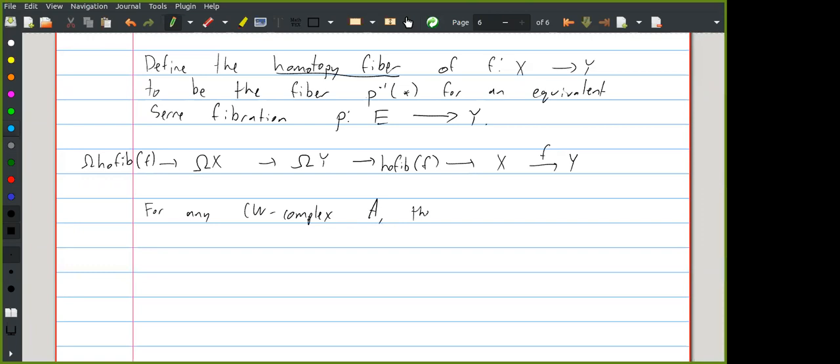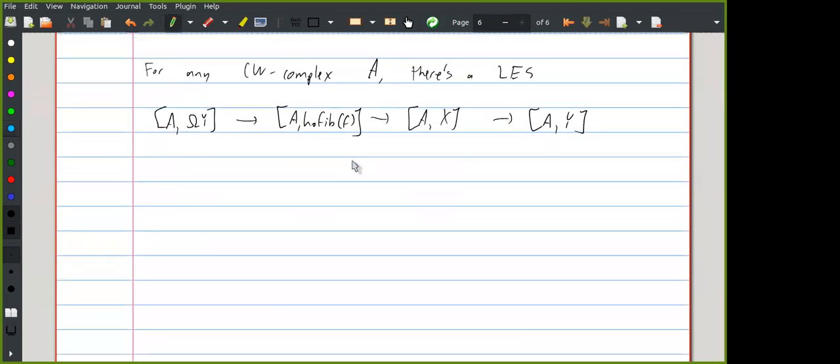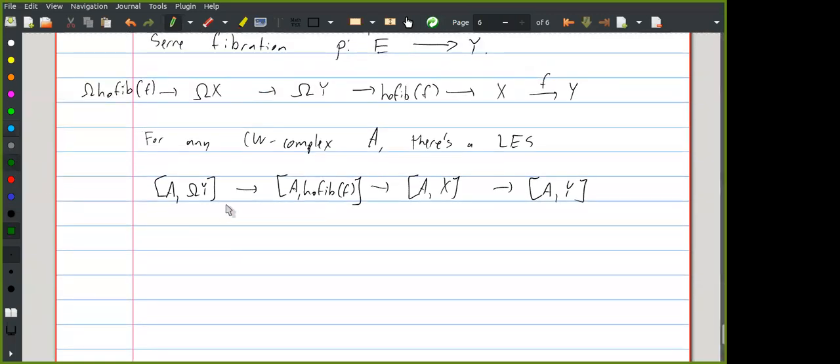For any CW complex A, there's a long exact sequence of pointed sets, which looks like this. And once you get to this point, these start to be groups. Once you start mapping into a double loop space, they start to be abelian groups. So in particular, if you take A to be the zero sphere, this recovers for you the long exact sequence on homotopy associated to a fibration. But the statement is very much dual to the one that was made about cofiber sequences.